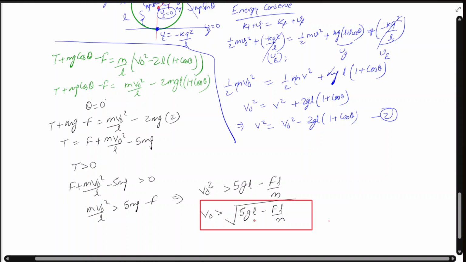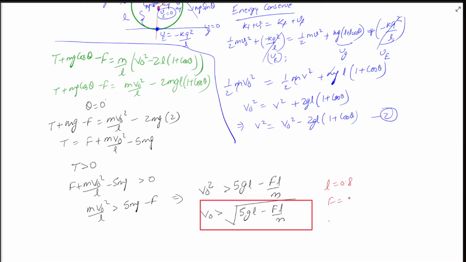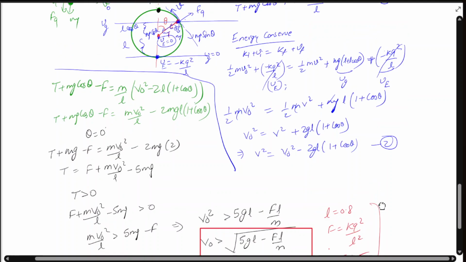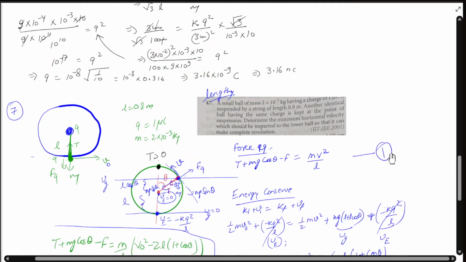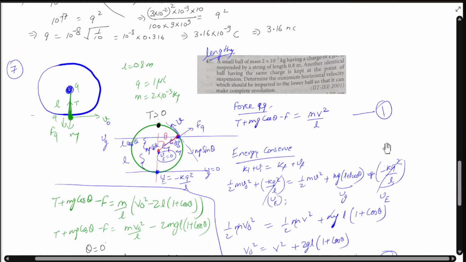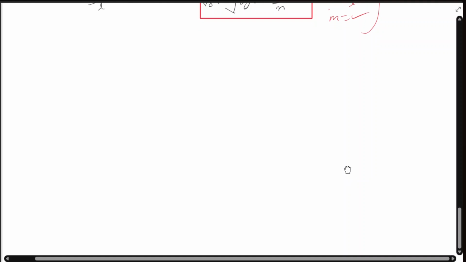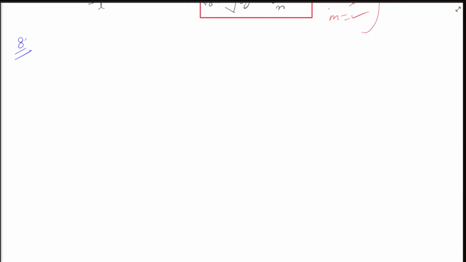Everything is given. L is 0.8. F we will have to find, kq square by L square, and we have L, we have m also given. So this is a pretty big question again. It's a lengthy one. Back to back, we are getting hard, lengthy questions. Let's move on to our eighth question. Shall we?